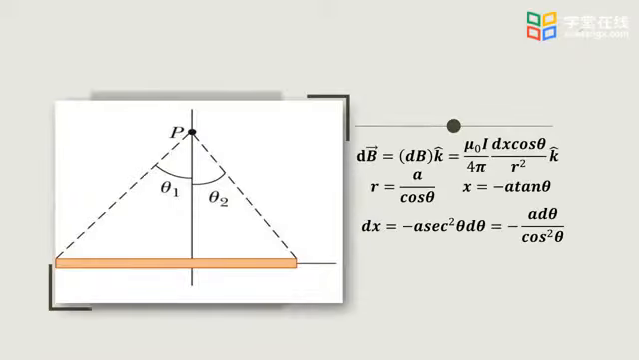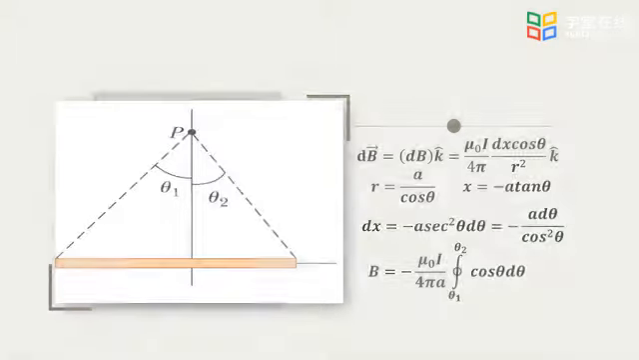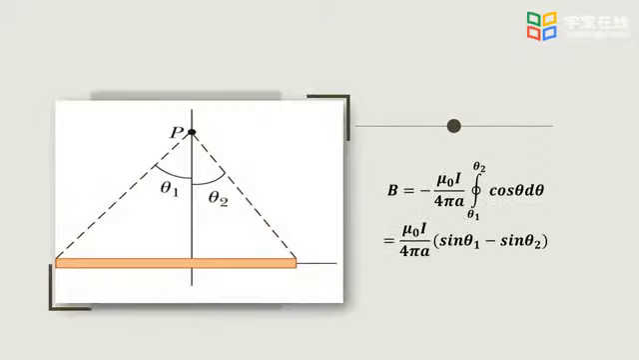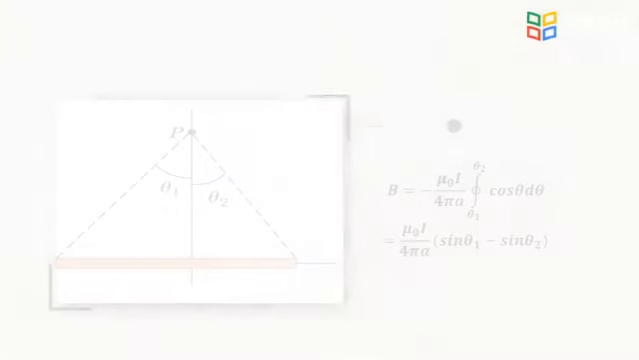Now substitute dx and r by the expressions in terms of theta. Integrate dB over all length elements making up the wire, where the subtending angles range from theta 1 to theta 2 as defined in the figure. This is the magnetic field due to a finite straight wire carrying a current I.